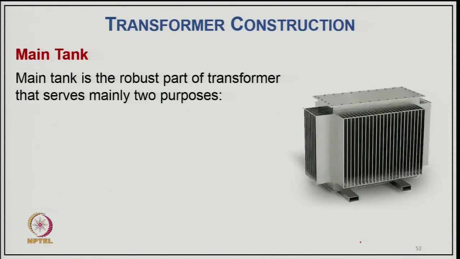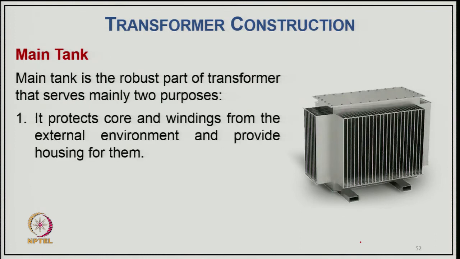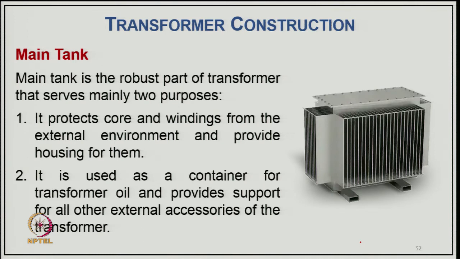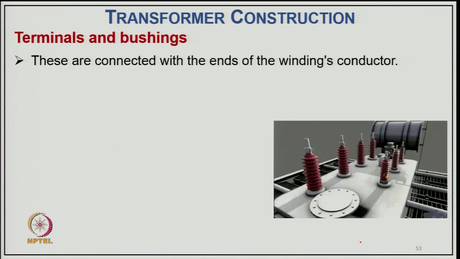So, here we have the main tank. The main tank is the robust part of the transformer that serves mainly two purposes. It protects the core and windings from the external environment and provides the housing for them, and second, it is used as a container for the transformer oil and provides the support for all other external accessories of the transformer.